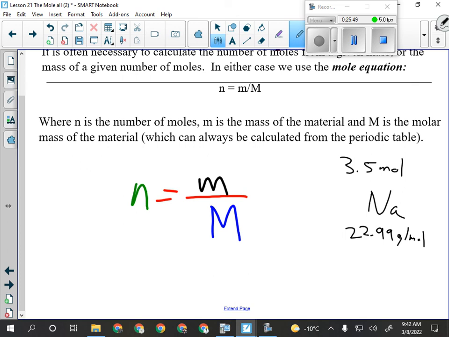I want to solve for little m. How do I get little m by itself? Isolate it. Okay, how do I isolate it? What do I have to do with big M?